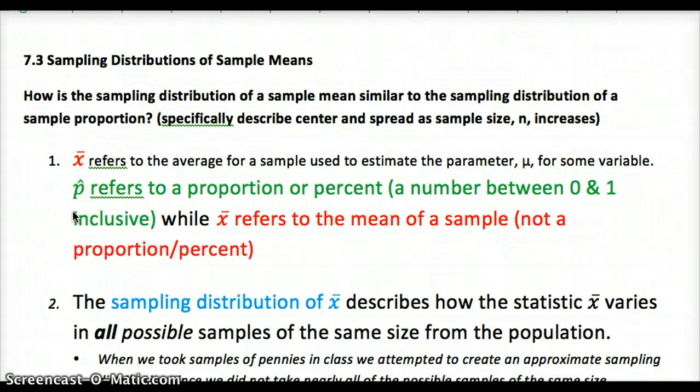If we were just looking at numbers, so the number of orange candies, for example, and not a proportion, then we would use X bar. So remember, X bar is a sample mean, P hat is a proportion. So this is a proportion for one sample, X bar is an average for one sample. It's the mean of a sample.